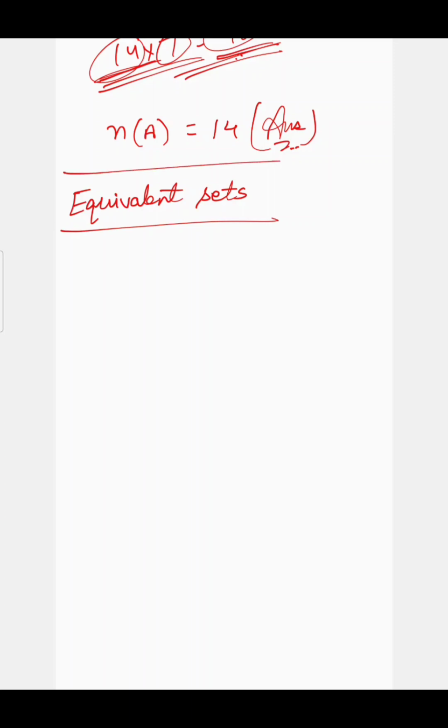What do you mean by equivalent sets? If two finite sets have their cardinal numbers equal, then we call those sets equivalent. Okay, that means two finite sets, let them be A and B.